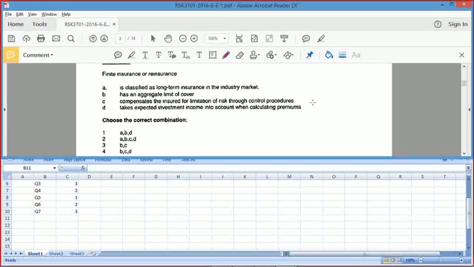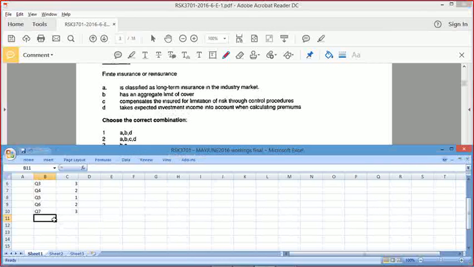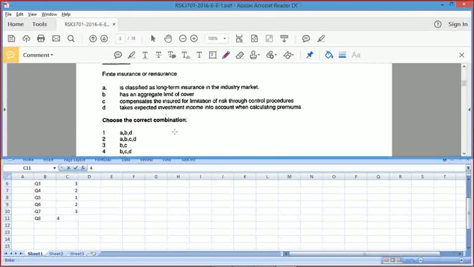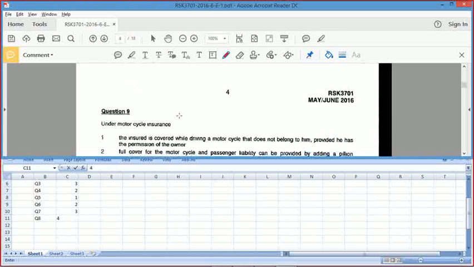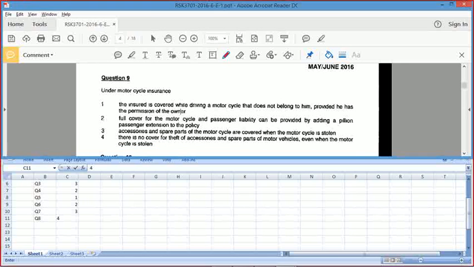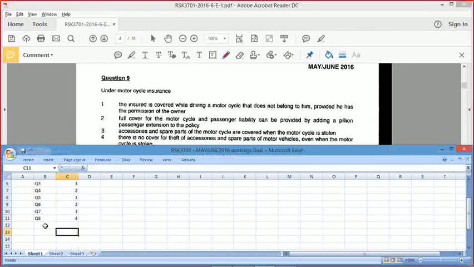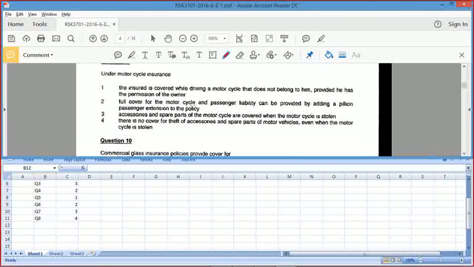I think we went with B and C for this one. B, C, and D. Okay, so B, C, and D takes expected investment income into account when calculating premiums. Question eight was B, C, and D, which is option four. Finite risk insurance would also have been the self-insurance part of the textbook. All right, number nine.